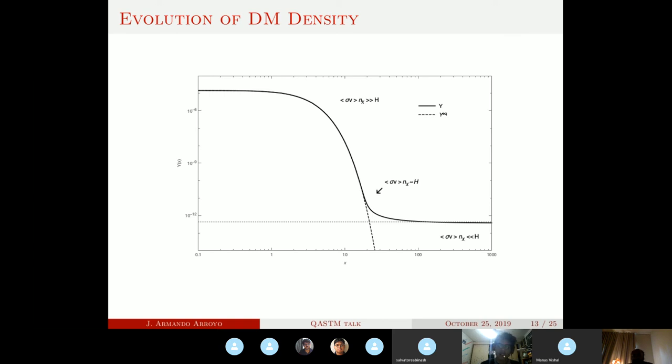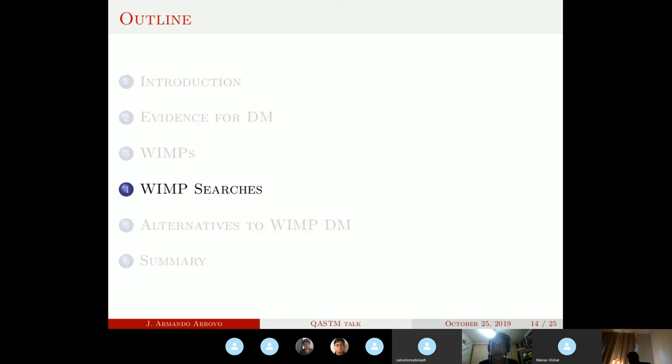Yeah, and like I said, the general feature is that this happens when dark matter is non-relativistic. That means that the mass is way larger than the temperature of the dark matter.